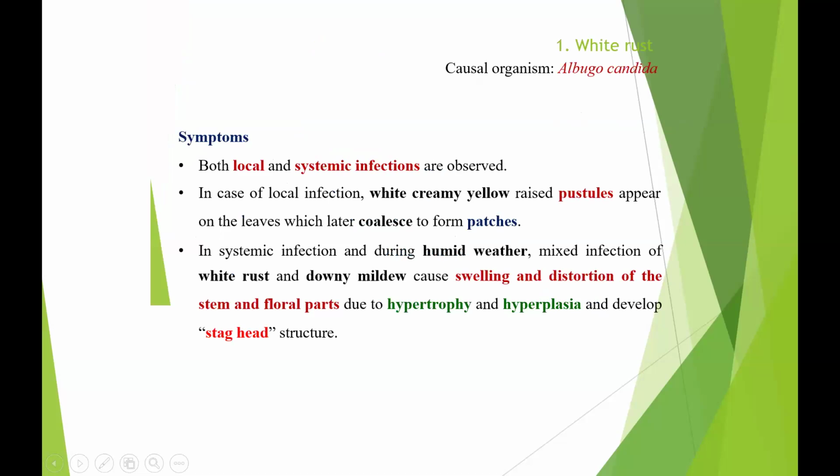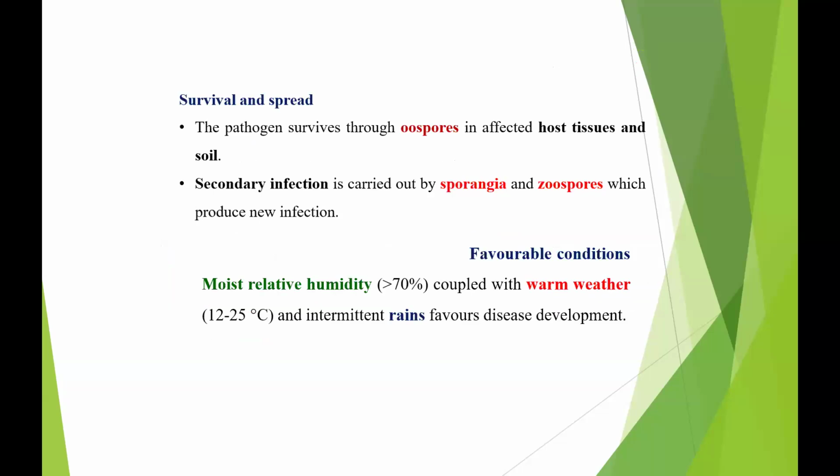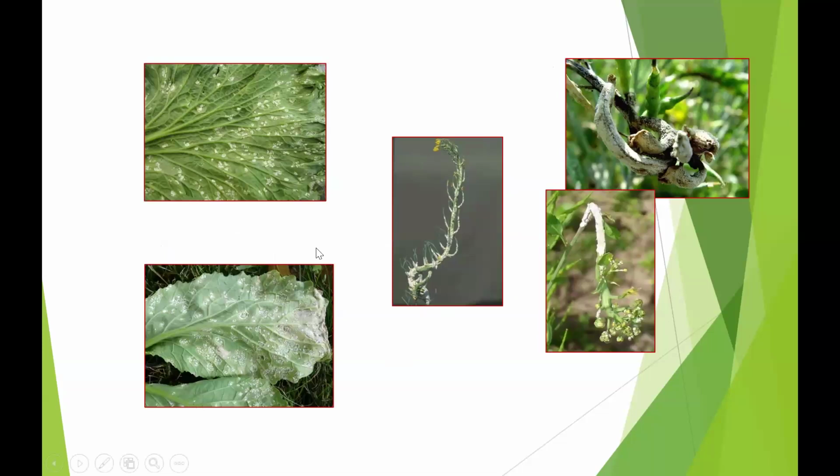White rust is the major disease, which is caused by Albugo candida. The symptoms are both local and systemic. In local infection, we can see on leaves white to creamish yellow pustules, which later coalesce to form patches. In systemic infection, when humid weather arrives, white rust and downy mildew cause swelling and distortion of the stem and floral parts, due to which hypertrophy and hyperplasia occur, and a stag head structure can be seen in the inflorescence. This is the stag head structure I was talking about, and these are the whitish creamish pustules on the underneath of the leaves, which is the localized infection.